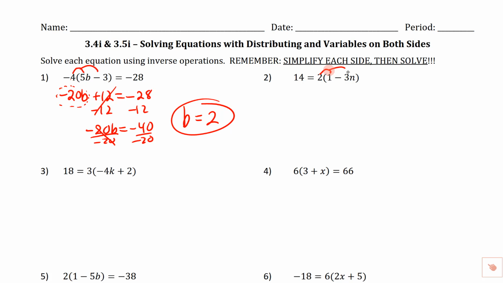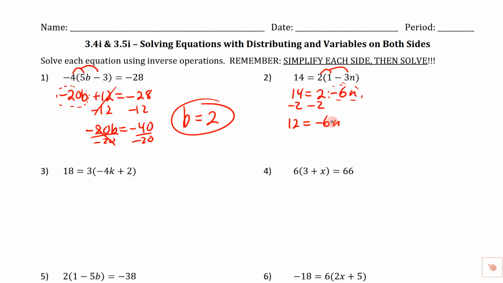Again, showing the distributing by drawing those lines right there, we get 14 on this side. I've now simplified this side by writing a 2 and a negative 6n. I'm going to go ahead and solve this, again, isolating this term right here. So I'm going to subtract 2 from both sides, so that's a 12 on this side. That's a negative 6n over here.